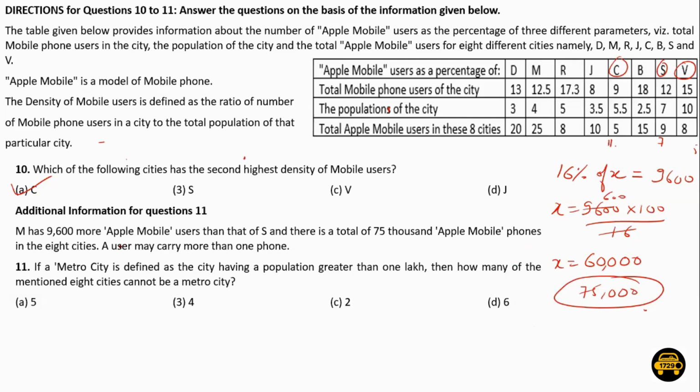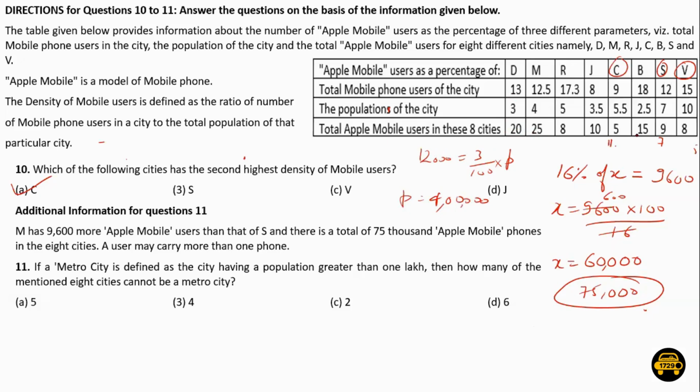Okay. So now the question is, if a metro city is defined as a city having population greater than 1 lakh, then how many of the mentioned 8 cities cannot be a metro city? Okay, so we need to calculate the population now. Since we know the total number of Apple mobile phone users in these 8 cities, we can calculate it very easily. For example, in case of D, the total number of users in D is 20% of 60,000. That will be 12,000, right? And it is equal to 3% of the population. So we can find out the population and it will come out to be 4 lakhs.